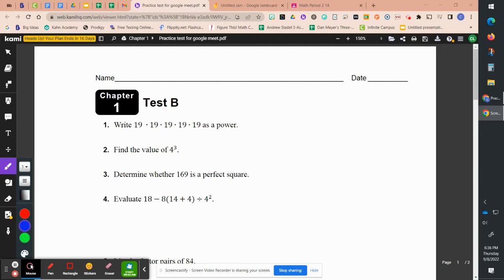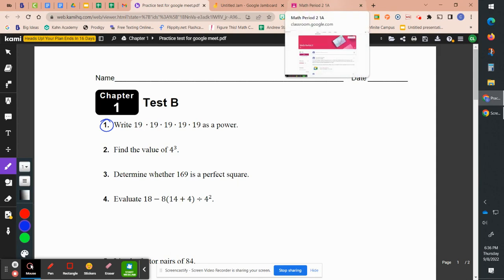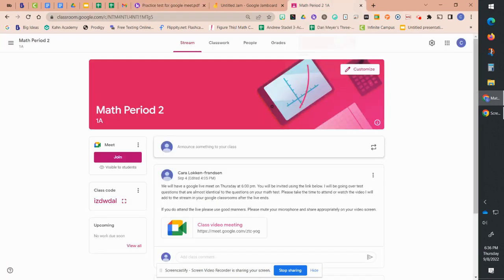Hey guys, time to practice for the test. Here's version B of the test. You're going to get version A tomorrow, but all the questions should be very much the same.